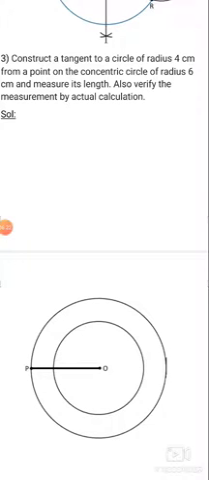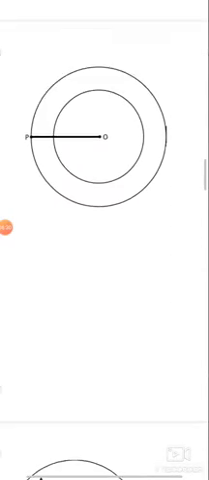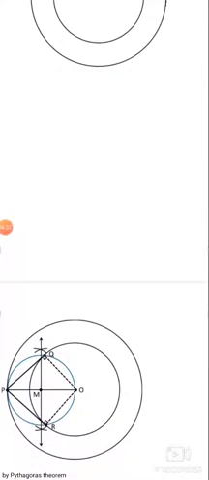The larger circle having radius 6. Now we need to take more than half of OP. We draw its perpendicular bisector. Mark that midpoint of OP as M. With M as center and MO as radius, we draw another circle. Blue color circle is there.